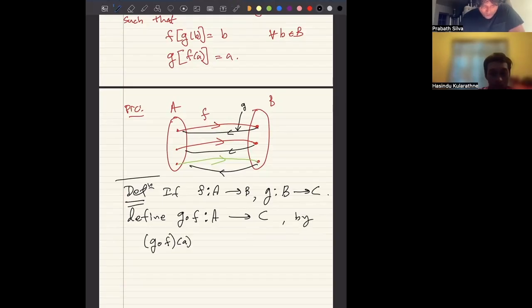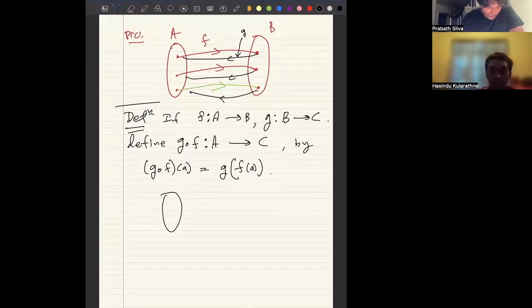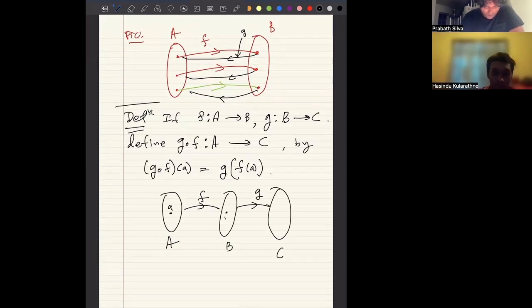By g composed f of an element a, what you're going to do is map this element a using f first, and f of a is going to be an element in the set B. Now you can apply g to that. So a picture: this is the set A, this is the set B, and this is the set C, and this is f, and this is g. This element a gets mapped to this element b and then c. Call this thing the composition. It's going to take the element a all the way to c.